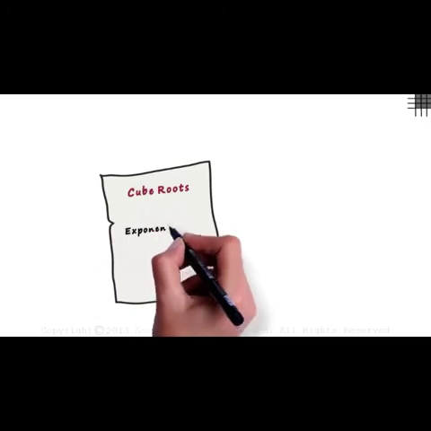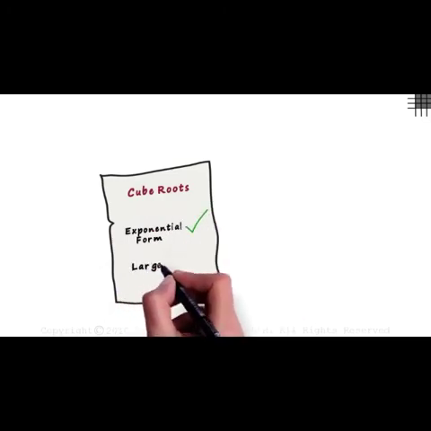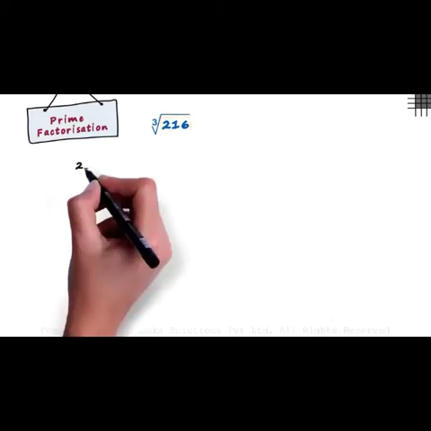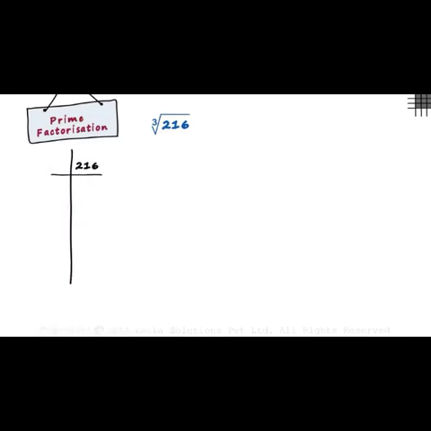Next we are going to find the cube root by exponential form for large numbers. The method of finding cube roots is the prime factorization method. We are going to find the cube root of 216. First we have to find the factors of 216. The first factor is 2. So we divide 216 by 2, which is equal to 108.